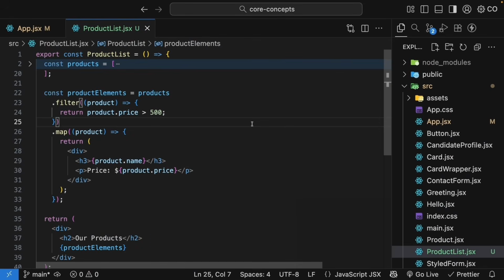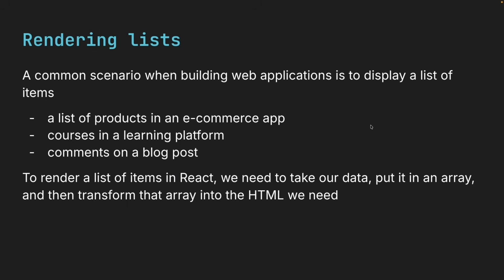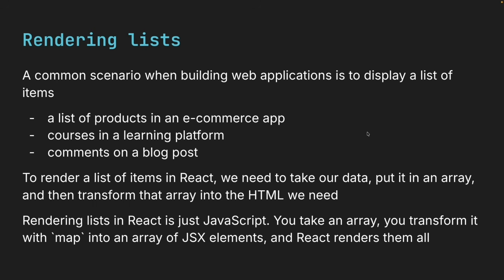You can chain the map and filter methods together to transform your data however you need. The key takeaway here is that rendering lists in React is just JavaScript. You take an array, transform it with map method into an array of JSX elements, and React renders them all.